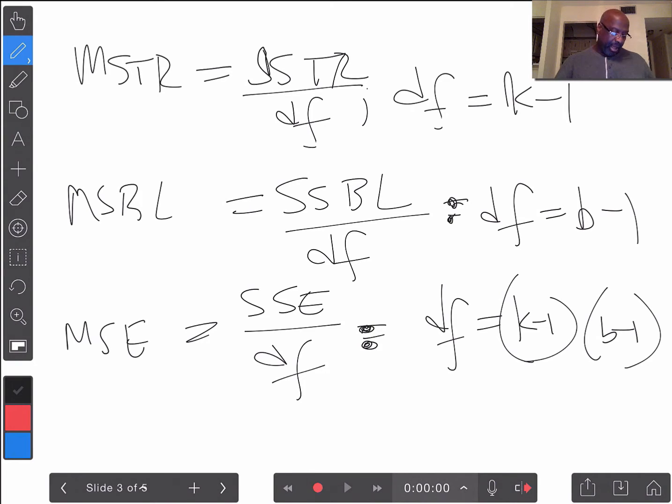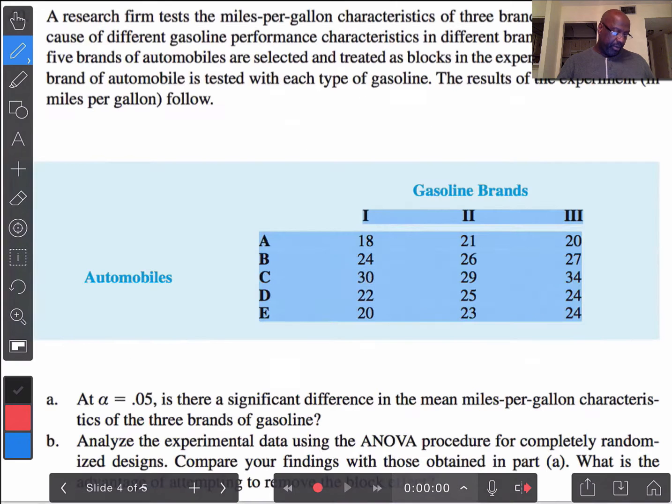All right? So let's see. Let's look at a problem that we have. Here's a problem taken from your textbook. A research firm tests the miles per gallon characteristics of 3 brands of gasoline. I'll give you the context of 4, but our example has only 3.